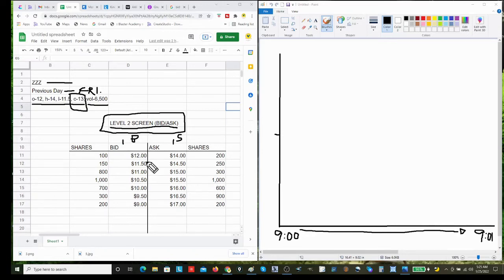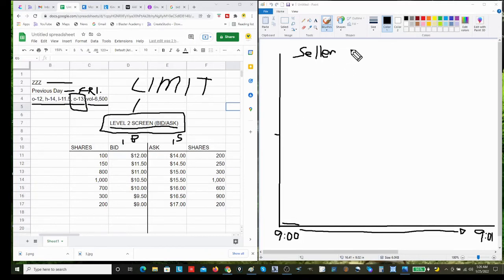Now, let's assume that a few seconds pass by, okay? And there were no transactions yet made. And suddenly, a seller comes in. By the way, these are also referred to as limit orders, meaning the people who are selling or buying whatever number of shares, they only want a specific price. So the sellers don't want to sell less than this price, okay? And the buyer doesn't want to buy higher than these prices here.